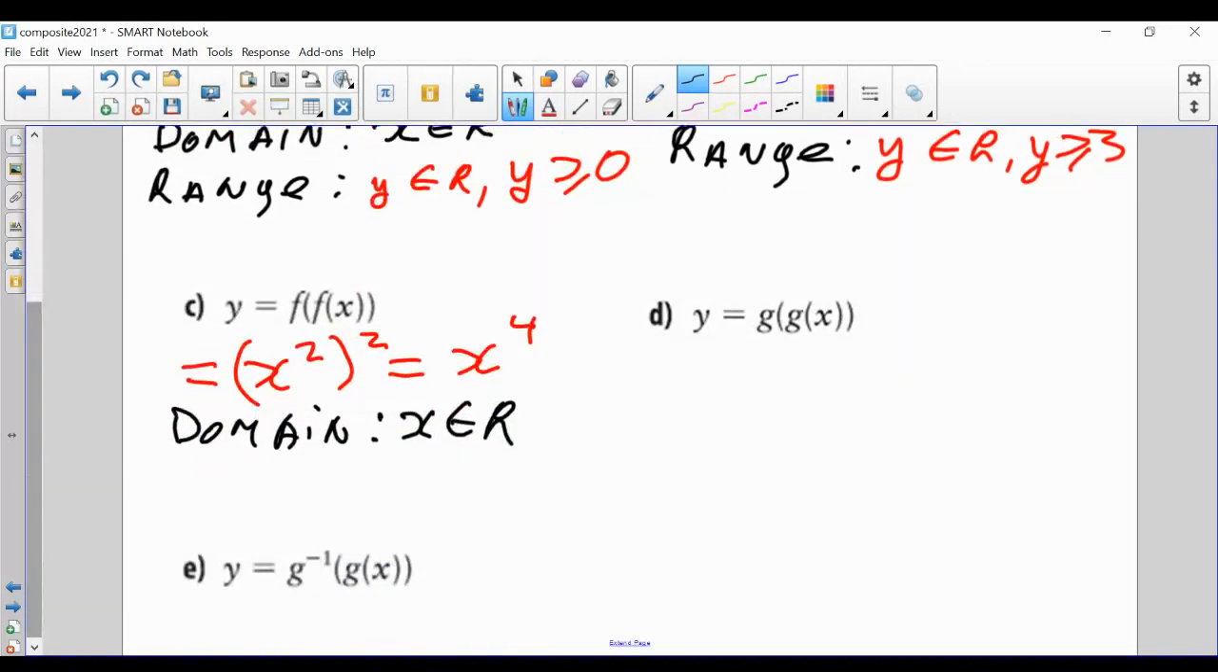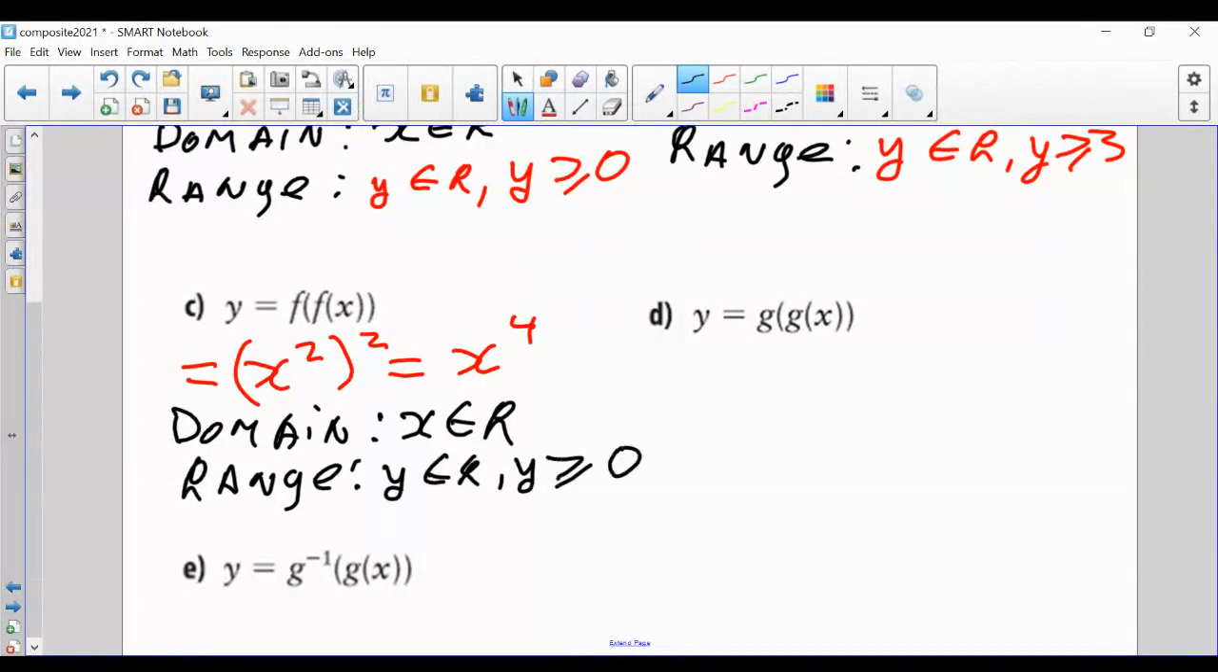And of course, the domain we said is x is an element of the real numbers. The range, just to sort of speed things up a bit, is y is an element of the real numbers, but y must be greater than or equal to 0. Okay? Hope everybody's okay with that. All right, let's get to d now.